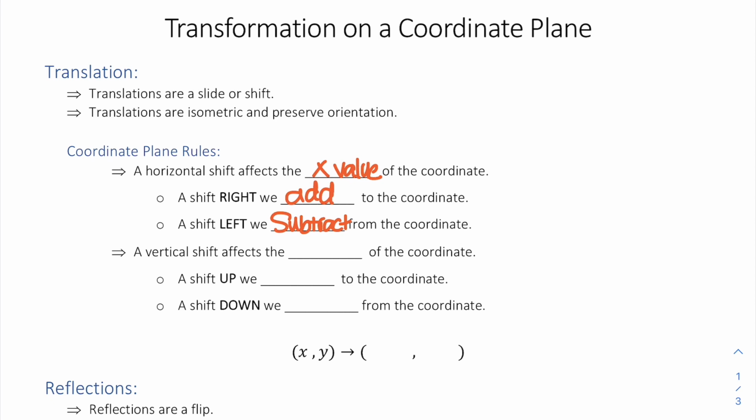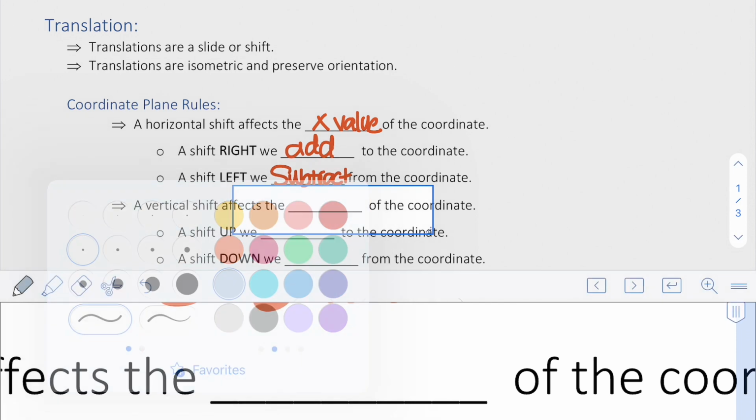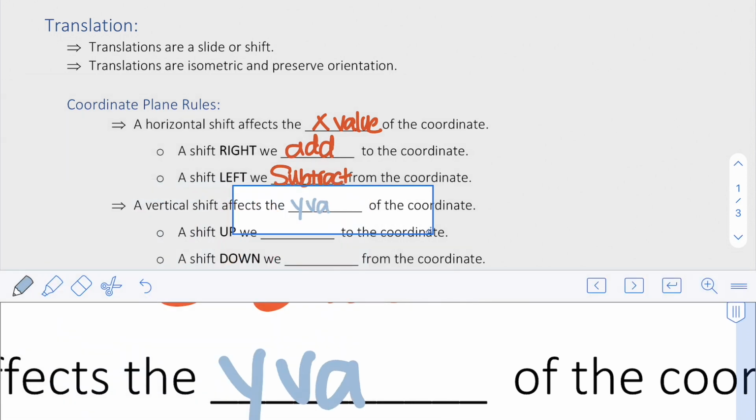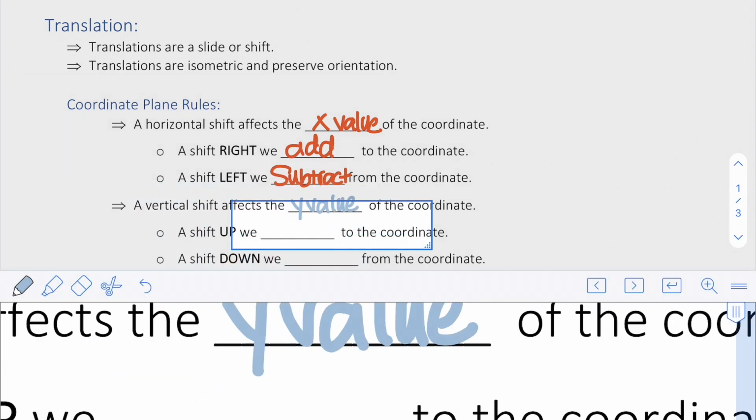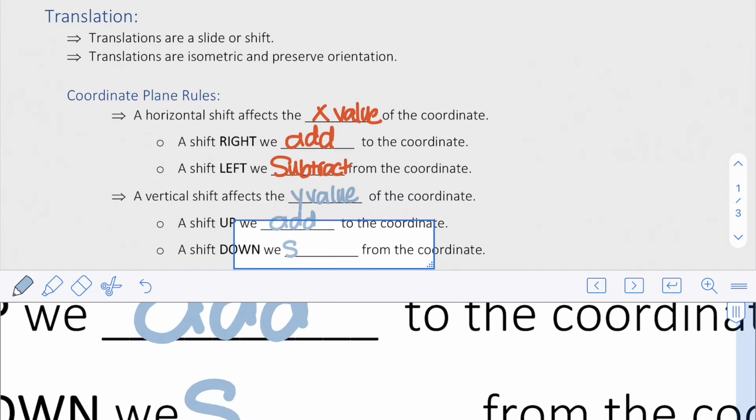So for our vertical shift, this is going to affect the y value. When we shift up, we add, and when we shift down, we subtract.